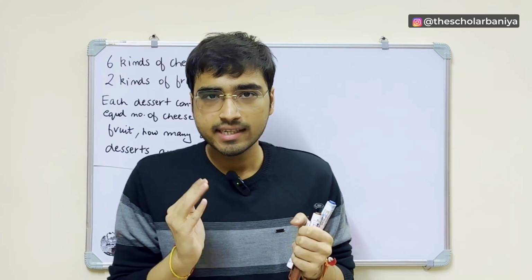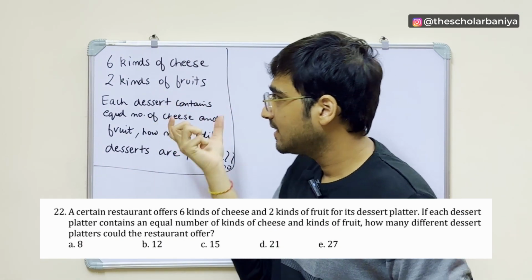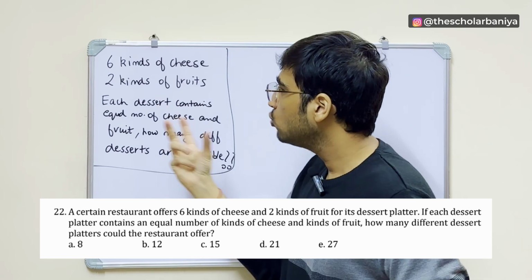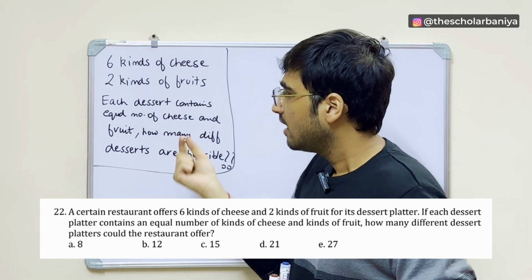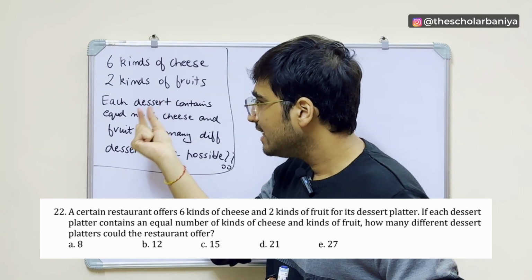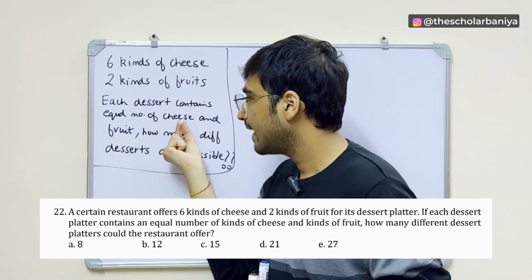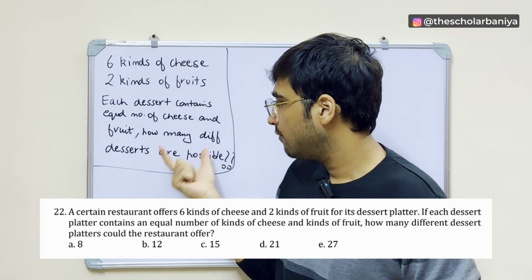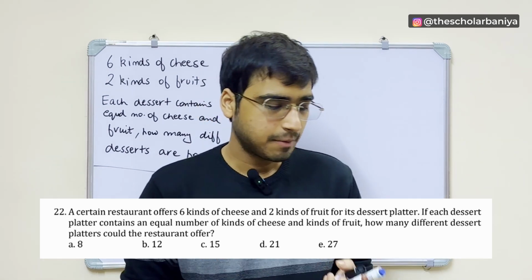So let's move on to the next question, guys. In this question, we are given that there are 6 kinds of cheese and 2 kinds of fruits available to make a dessert, right? It is also given that each dessert contains equal number of the different kind of cheese and fruits. And we have to tell how many different desserts are possible, right?